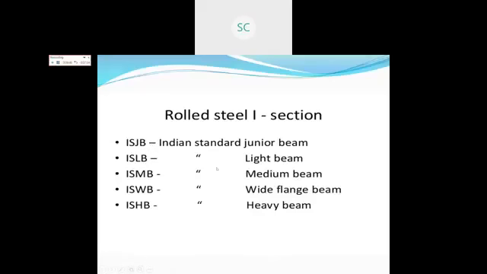Indian standard light beam, ISLB. Indian standard medium beam, Indian standard wide flange beam, Indian standard heavy beam. This is for the I section. Similarly, there are different sections: channel section, angle section, unequal angle section, equal angle section. An angle section has two legs, one horizontal, one vertical. If both legs are equal, it is called an equal angle. If the legs are not equal, it is called an unequal angle.